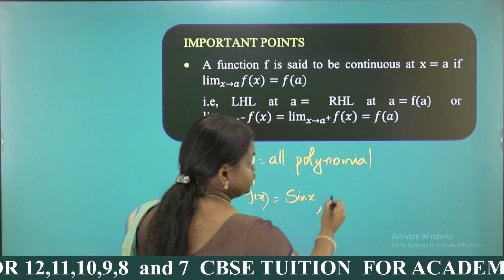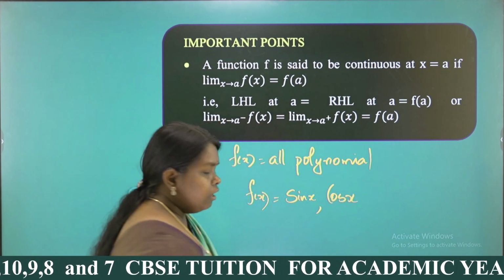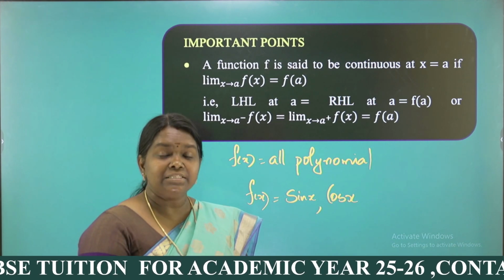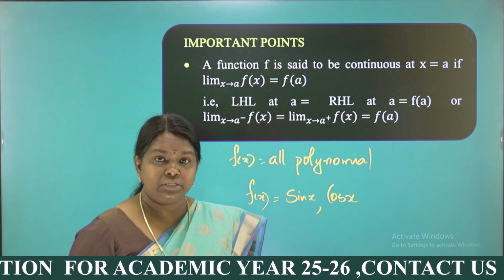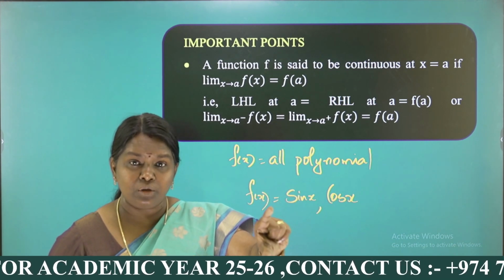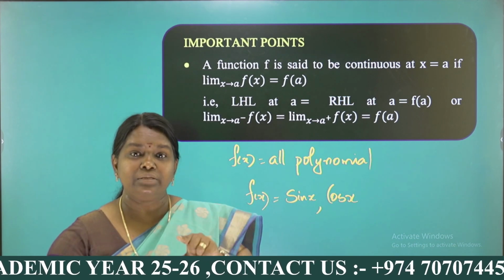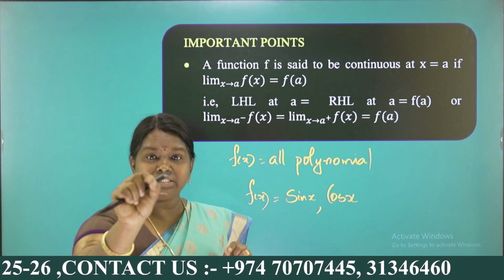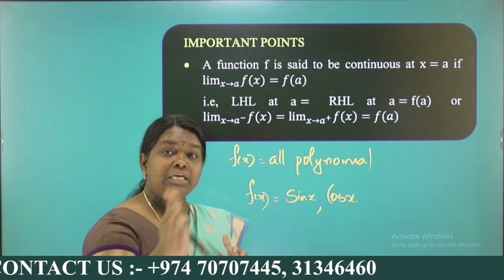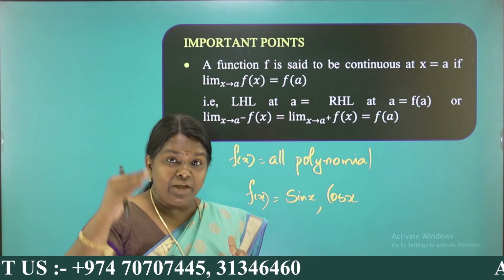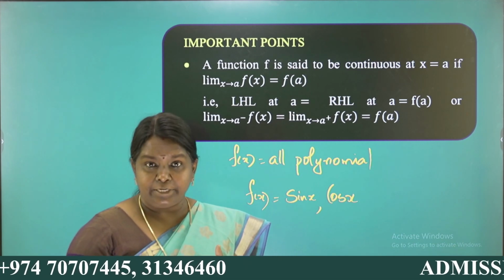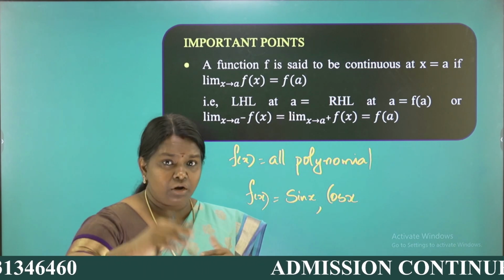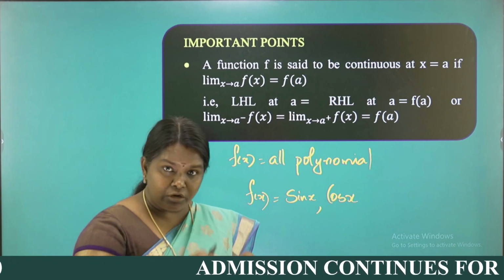Not only sin x, but also cos x. But from there, tan x onwards, we have some restrictions, right? Because tan x is what? Sin by cos, right? So where cos is 0, where the denominator is 0, that point it won't be defined. When cos is 0, that is, at odd multiples of pi by 2, tan is not continuous, right? So you can make a note of all these things.